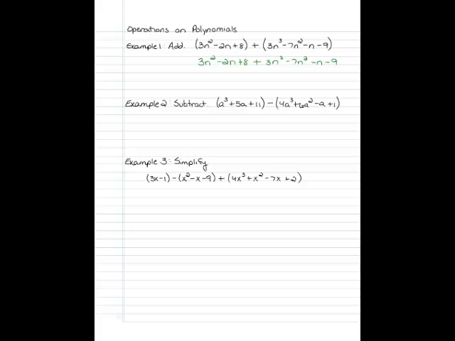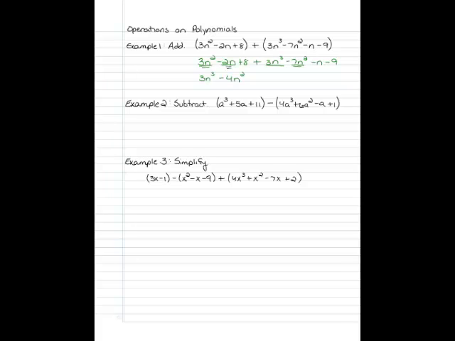Combining like terms, we always want to start with the highest power term. That'll be our leading term. Here it is 3n cubed. So we have 3n cubed. Now moving on to our n squared terms, we have 3n squared minus 7n squared, so minus 4n squared.